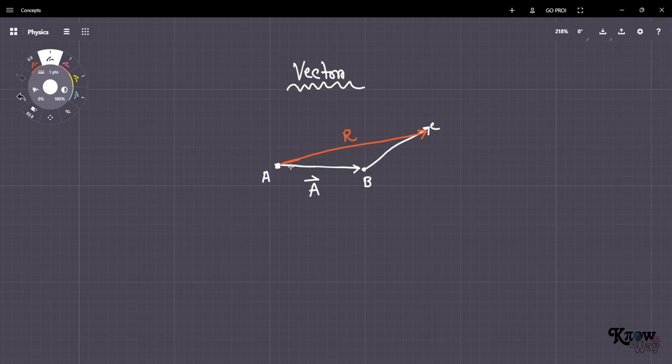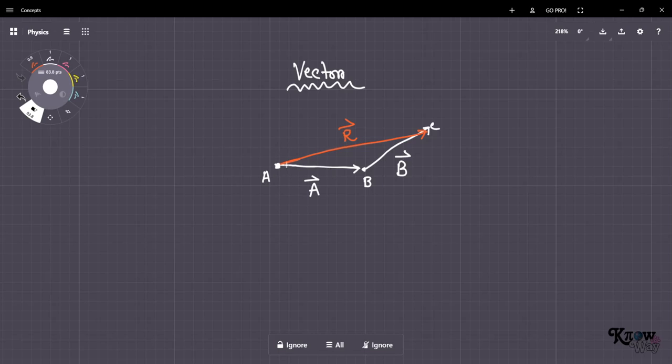Now let's say the line AB, we already knew that it is a vector because it goes in a particular direction and it has a magnitude. It is true for this point also. So let's say this is the point B vector. Now R is also a vector, right? Because it is going in a particular direction from A to C. So R is also a vector. Now this is how we work with vectors.